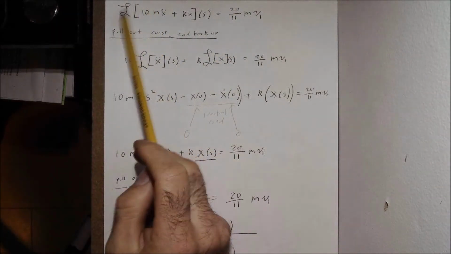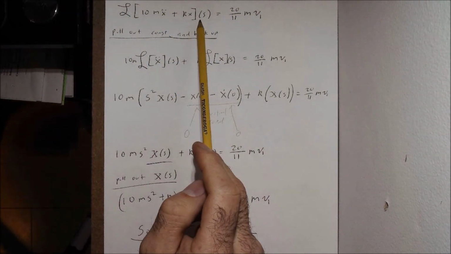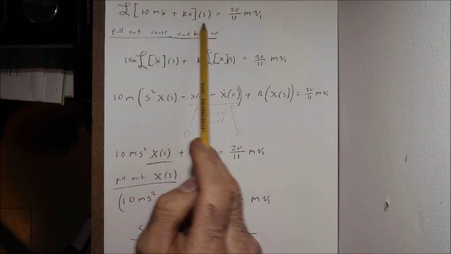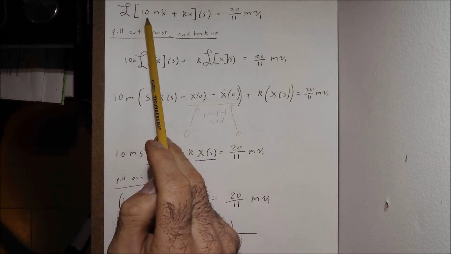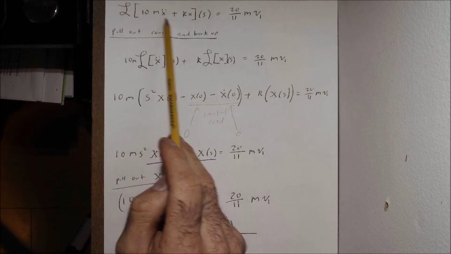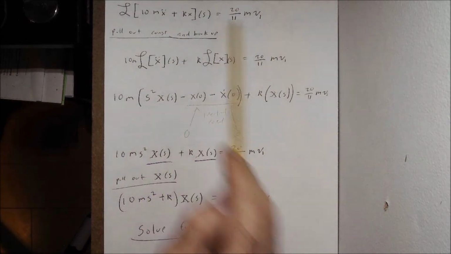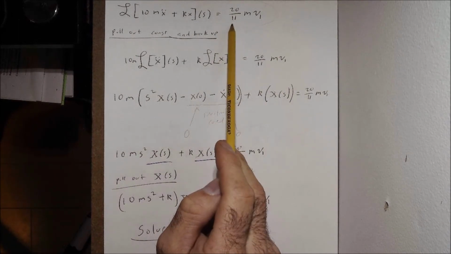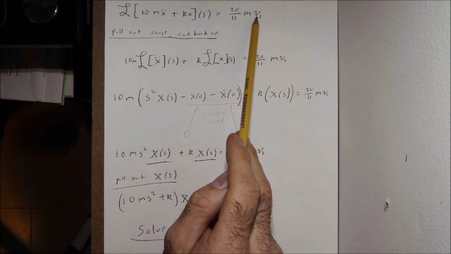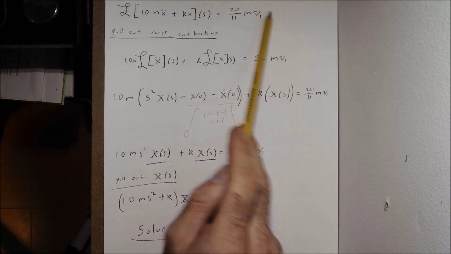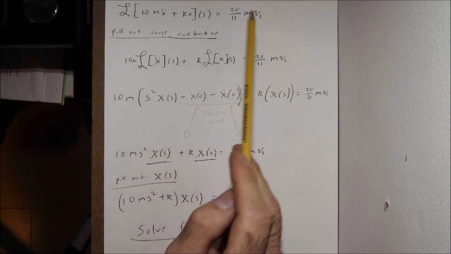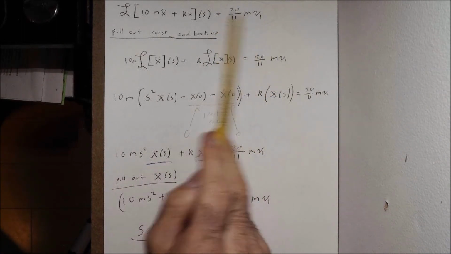I'll write out right at the top of the page so we can quickly reference it: the Laplace of our ordinary differential equation, 10m x double dot plus kx. There's a right-hand side of the equation that we've already taken the Laplace of, 20 over 11 times our mv1. All we have is constants out front, there was nothing in terms of x there, so we're all set.